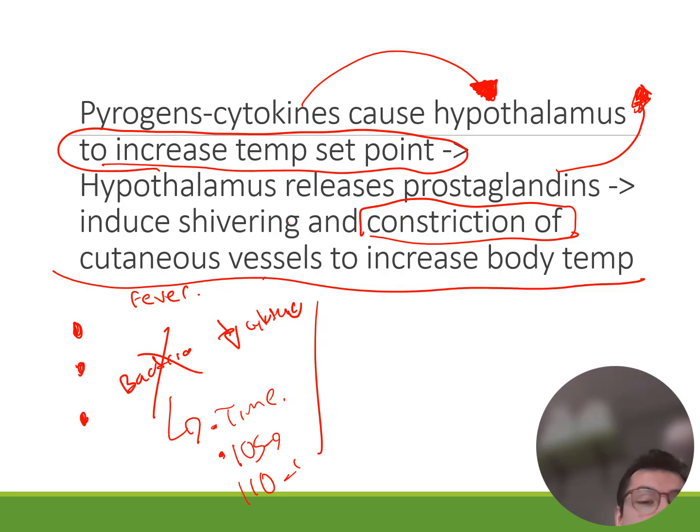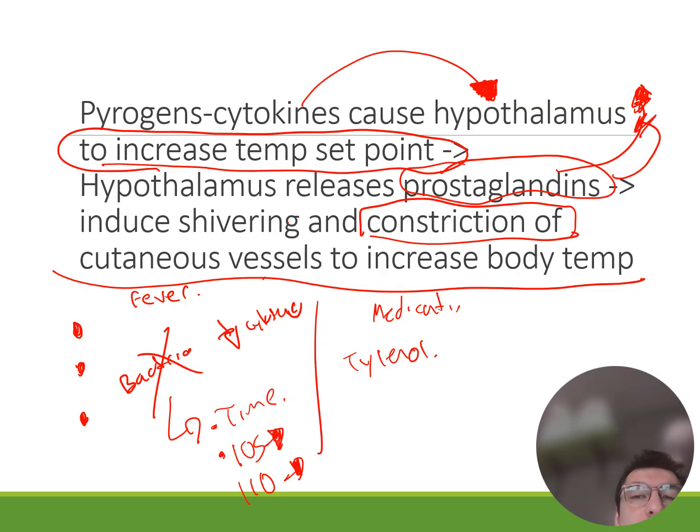Above 110, you will start denaturing the cells, your own cells, and you may have brain cell death. Your own molecules will start to die. So you don't want it to go too high. So that is why we have medications to break it down or to control it, such as Tylenol or acetaminophen. Acetaminophen decreases the production of prostaglandins. So if you don't have as many prostaglandins, then you cannot tell your hypothalamus to increase the temperature set point.